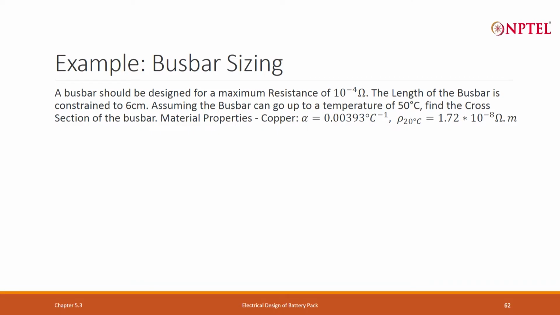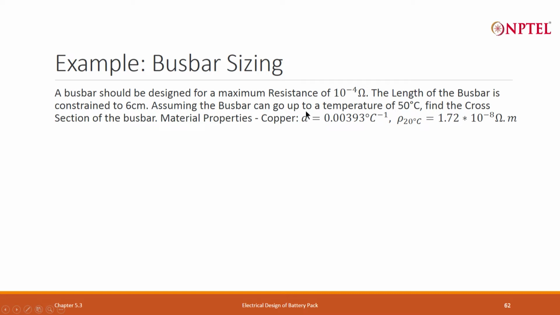One example of the bus bar sizing. A bus bar should be designed for a maximum resistance of 10 to the power minus 4 ohm. The length of the bus bar is constrained to 6 cm, because the length of the bus bar would be constrained depending upon my cell architecture. So here in this case it is constrained to 6 cm.